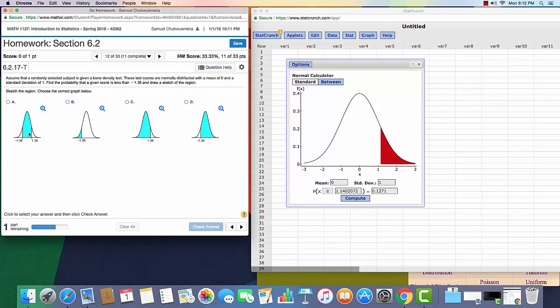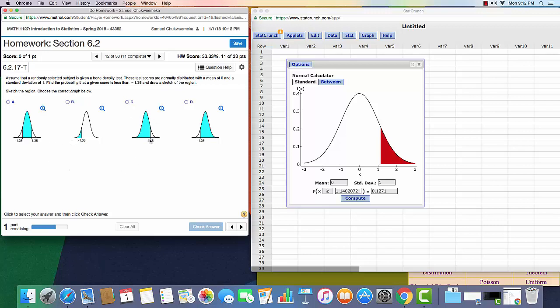Option A is the area between negative 1.36 and 1.36. Or you can say the probability that negative 1.36 is less than or equal to z is less than or equal to 1.36. Option B is the probability that the z-score is less than negative 1.36. Or you can say area to the left of negative 1.36, that's less than.